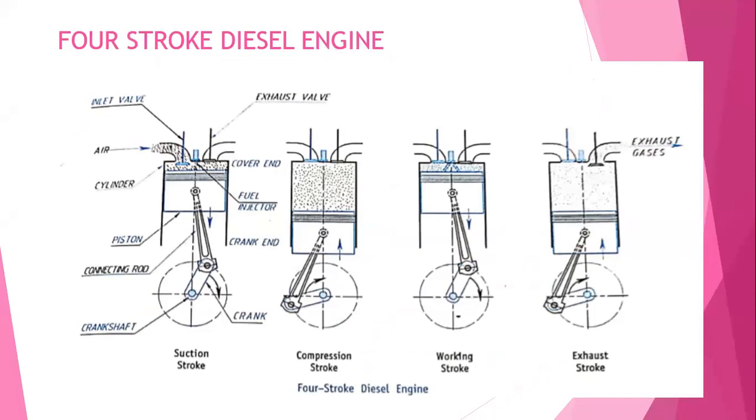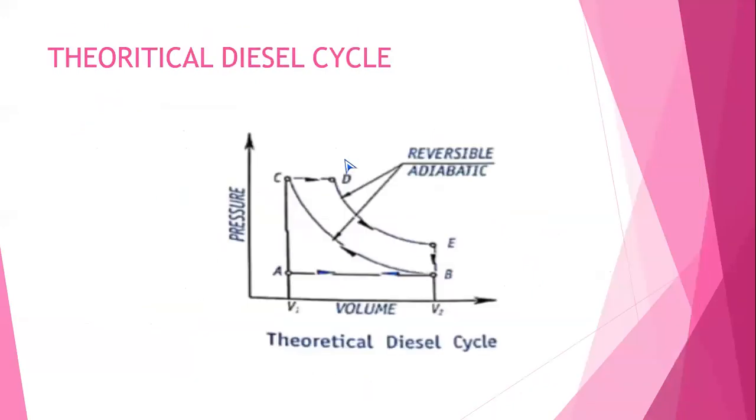Explain briefly with neat sketches the 4-stroke diesel engine. Along with that diagram, write down the theoretical diesel cycle. This is very, very important. This is called the constant pressure cycle. The question is like this. All of you mark it very, very important.